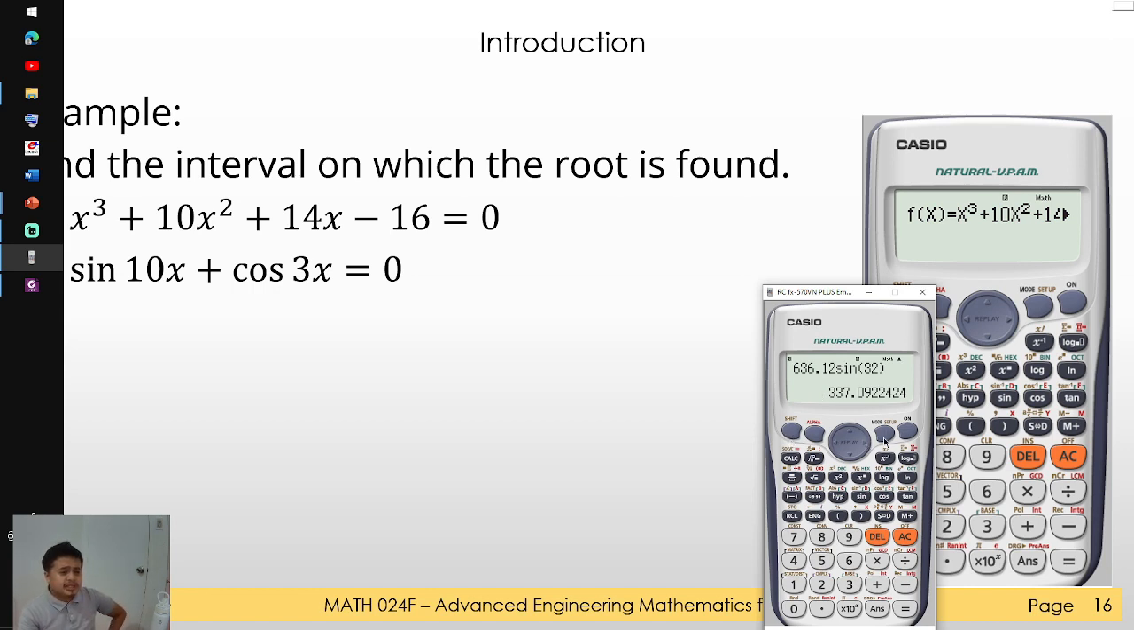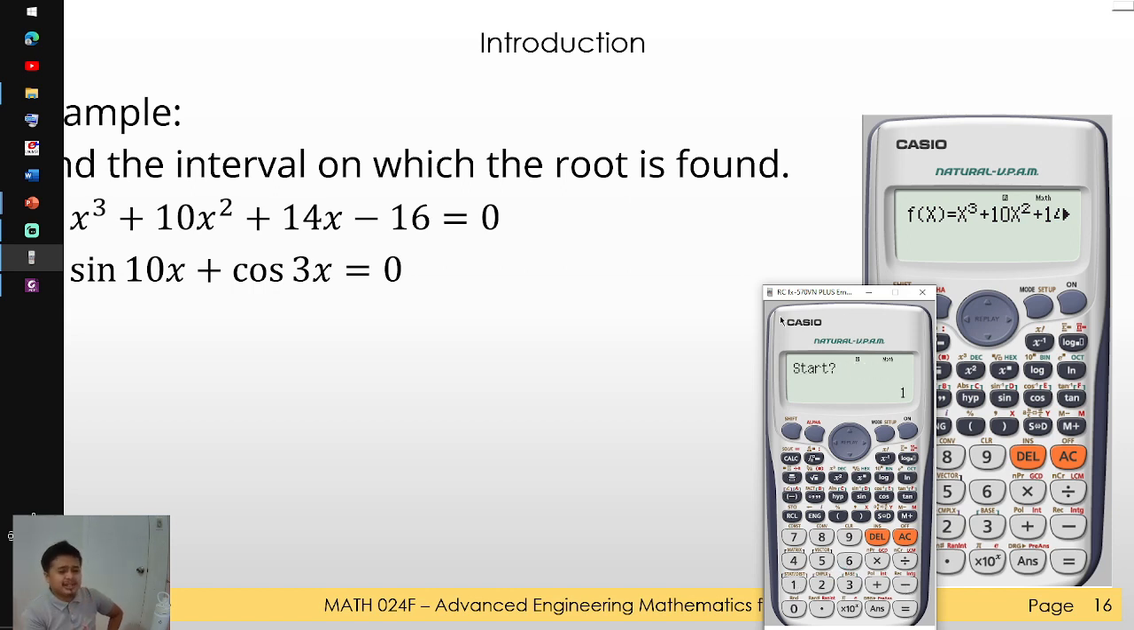So we have shift and then mode. Sorry, not shift mode, but we have mode and then table, so 7. And then just input the function here. So we have x cubed, so alpha x cubed. And then we have plus 10x squared, plus 14x, and then minus 16, and then equals.